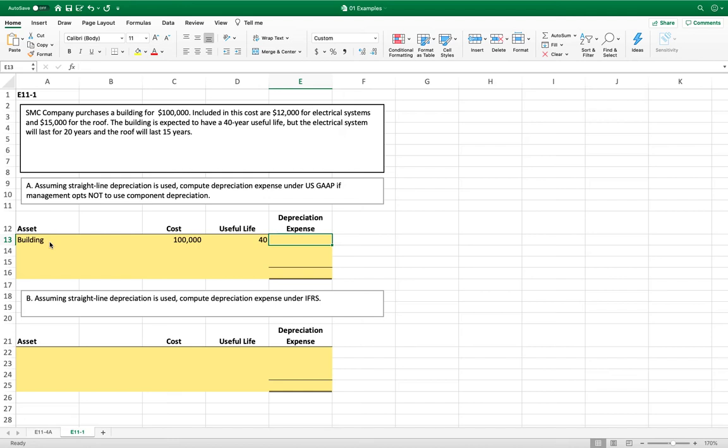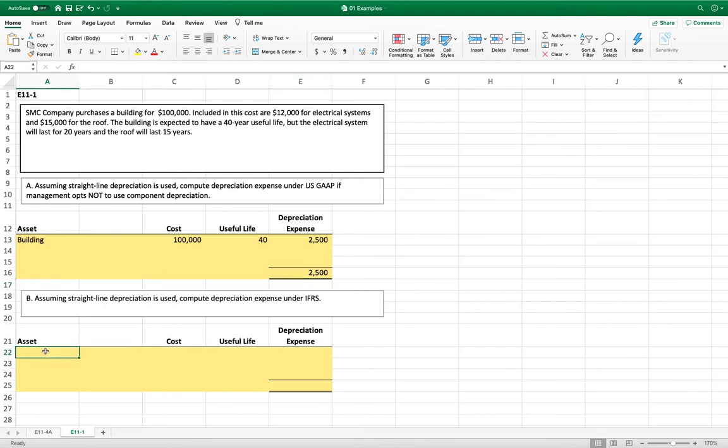So again, assuming we're using straight line depreciation, as they told us to, we're going to take that $100,000 and divide by 40, because we don't have a salvage value in this case. So we're just going to spread out that $100,000 cost evenly over the next 40 years, which gives us an annual depreciation expense of $25,000. Sorry, $2,500. Okay, so that's pretty straightforward.